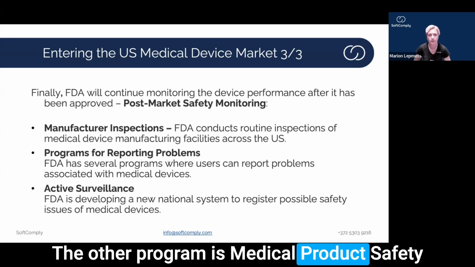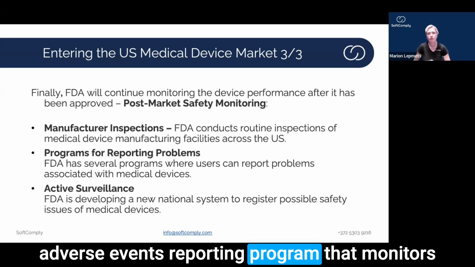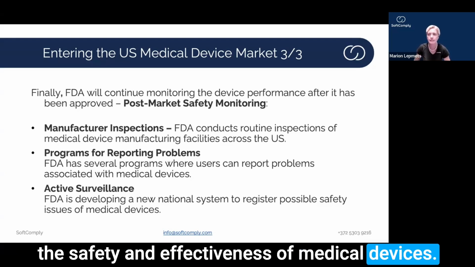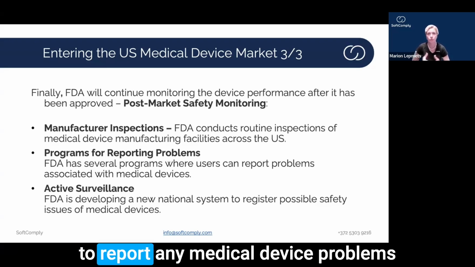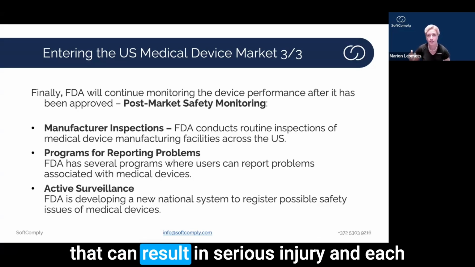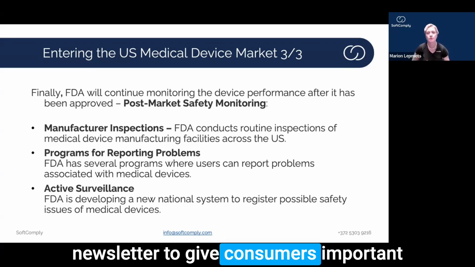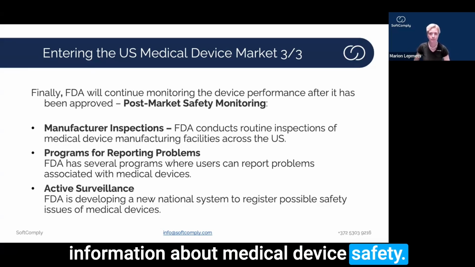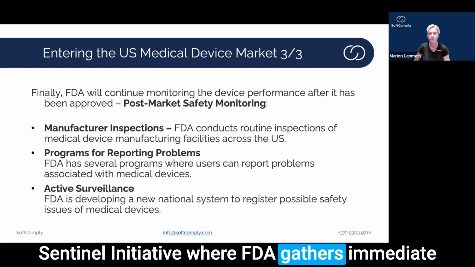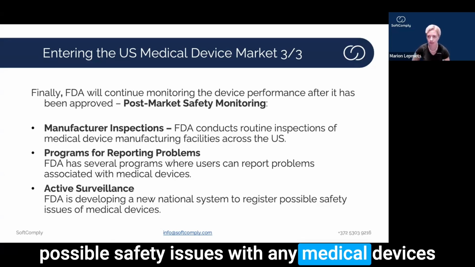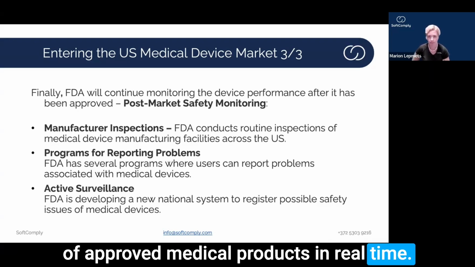The other program is the Medical Product Safety Network, abbreviated to MedSun. This is an adverse events reporting program that monitors the safety and effectiveness of medical devices. FDA has recruited a number of healthcare providers throughout the United States to report any medical device problems that can result in serious injury. Each month, FDA then publishes its MedSun newsletter to give consumers important information about medical device safety. And finally, there is active surveillance under the Sentinel initiative, where FDA gathers immediate possible safety issues with any medical devices. It helps to keep an eye on the safety of approved medical products in real time.